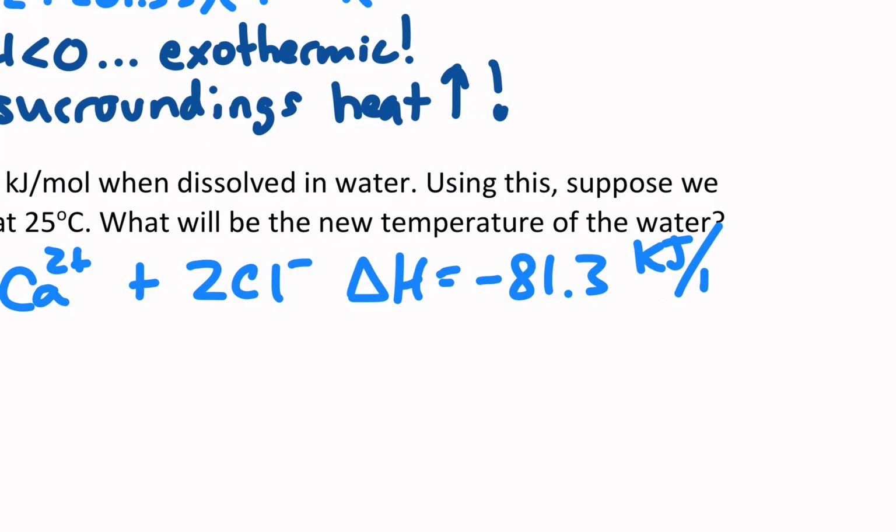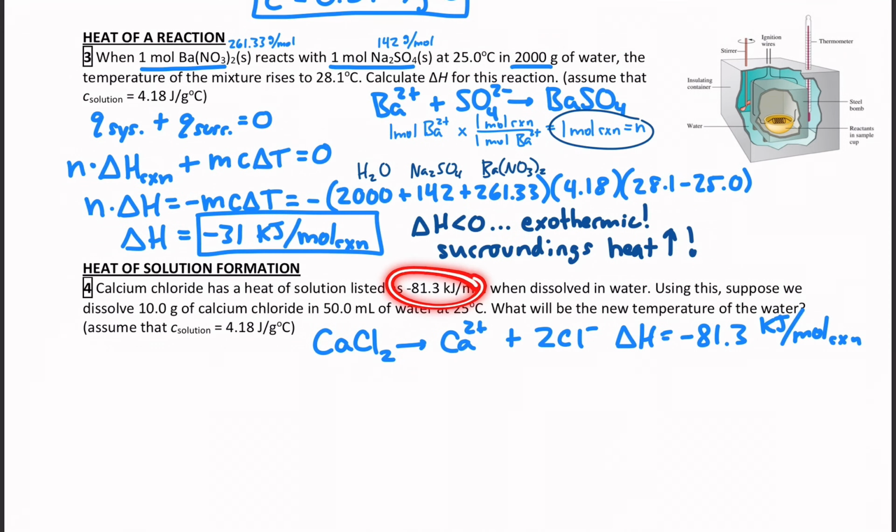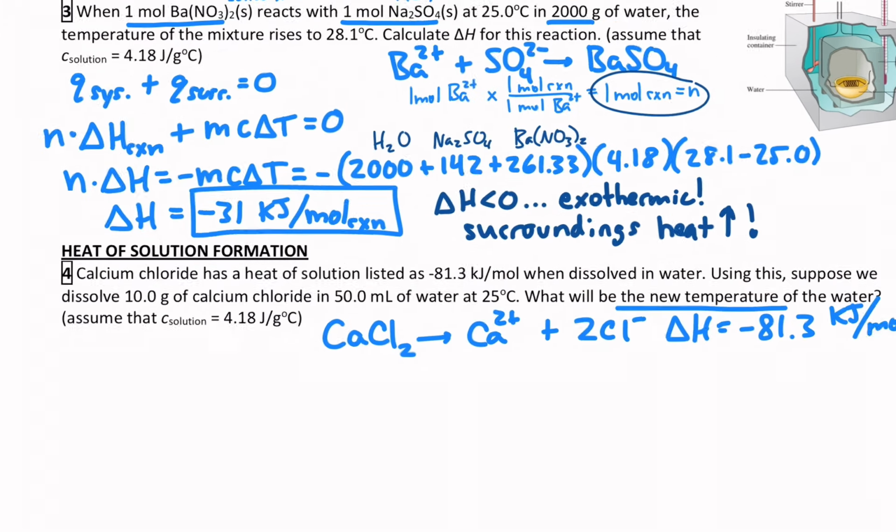kilojoules per mole or per mole of reaction. Using that delta H value, the amount of calcium chloride, the amount of water, the initial temperature, what's the new temperature going to be? So see if you can use the kind of things we did in the previous problem to solve for that new temperature in this last one. Okay, so let's see how you did.